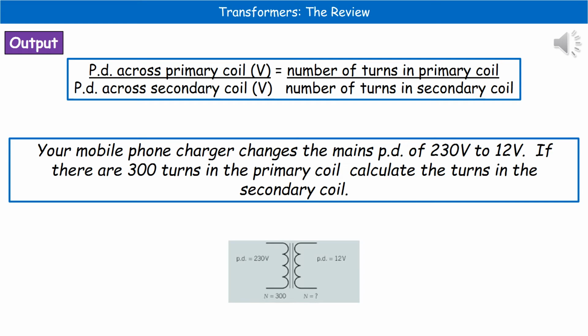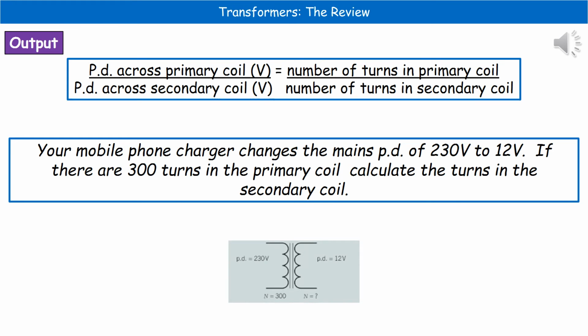So the kind of question they could give you here is one like shown below. Your mobile phone charger changes the mains potential difference of 230 volts to 12 volts. If there are 300 turns in the primary coil, calculate the turns in the secondary coil. So the first thing to do is extract the information you've been given.